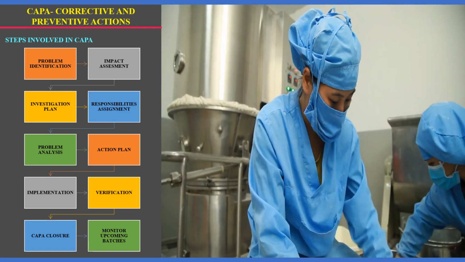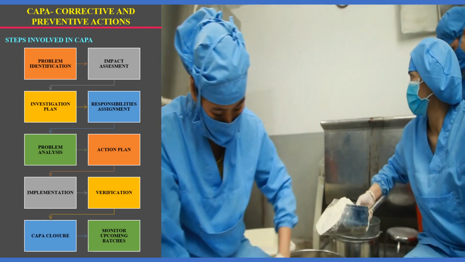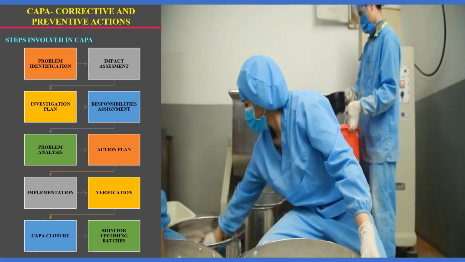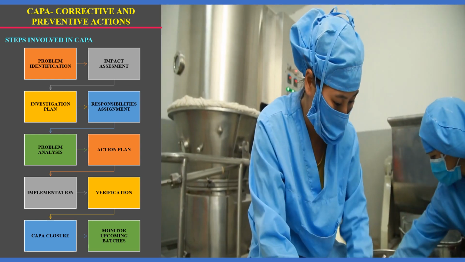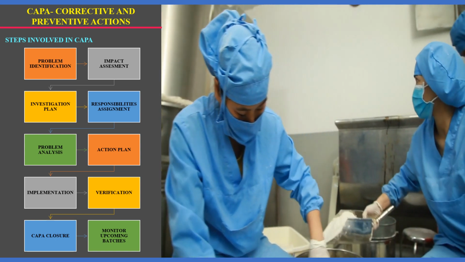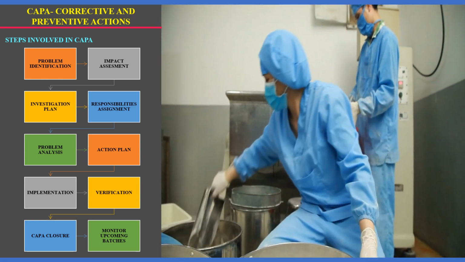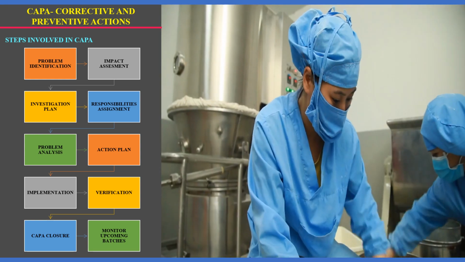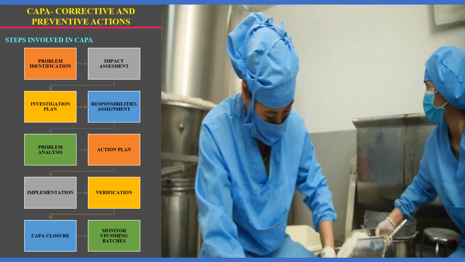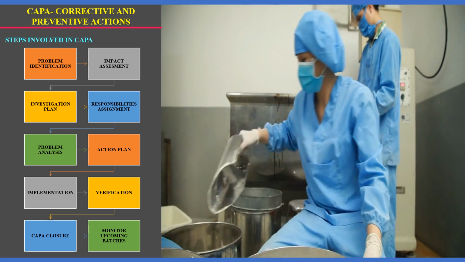So let us now see what are the steps involved in CAPA. The first step is the product identification. Second is impact assessment. Third is investigation plan. Fourth is responsibilities assignment. Fifth is problem analysis. Sixth is action plan. Seventh is implementation. Eighth is verification. Ninth is CAPA closure. 10th is monitoring the upcoming batches.